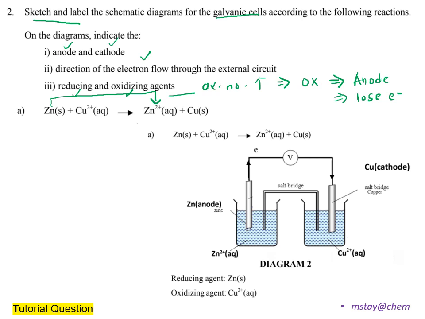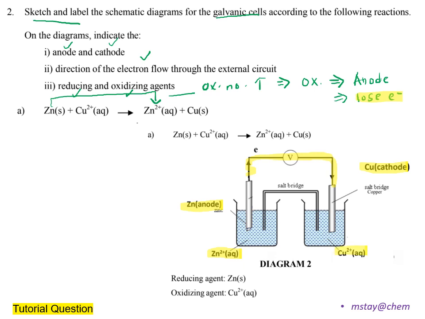According to here, you will notice that this is the flow of the electron. So therefore, we know that zinc is the anode because it lost electrons. Then the solution must consist of the ion, which is Zn2+. The other way, copper will be at the cathode, and then the solution will consist of Cu2+.